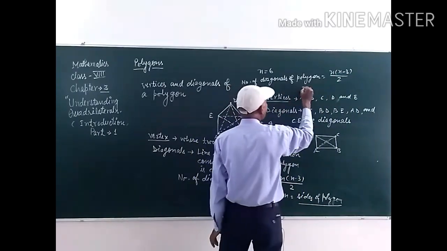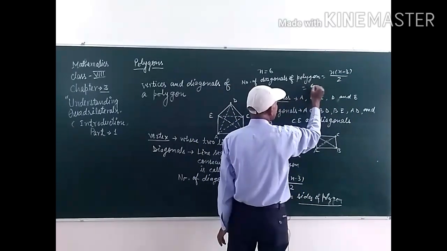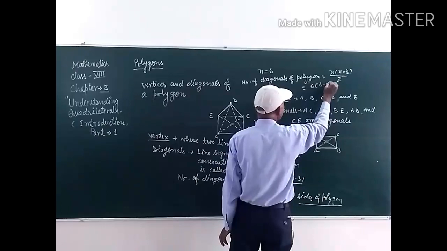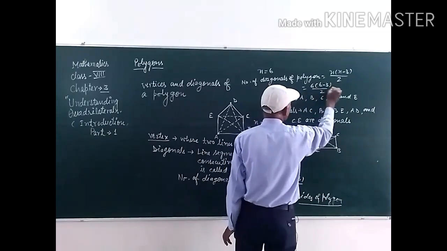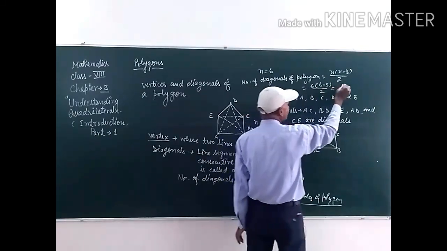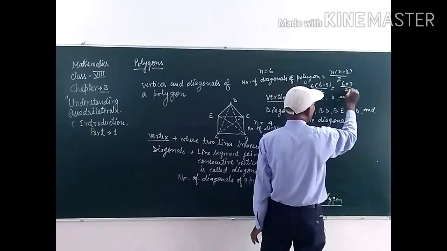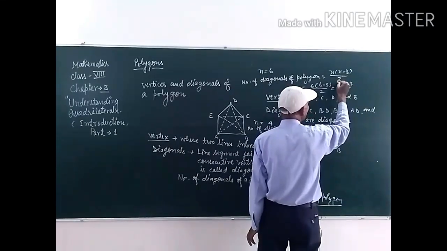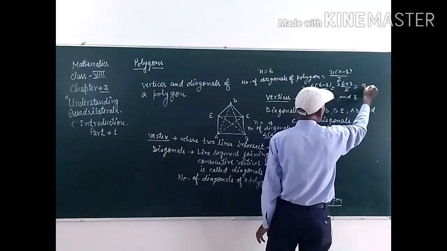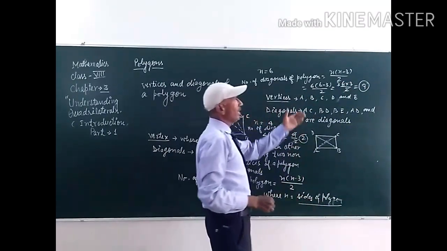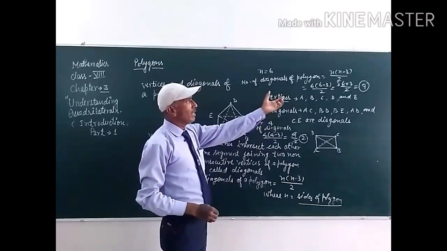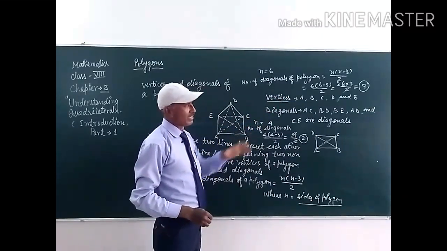So it will be n is 6 into 6 minus 3 by 2. So 6 into 6 minus 3, 3. 6 into 3 by 2. So 2 threes are 6. So 3 threes are 9. How many diagonals will be in a hexagon? There will be 9 diagonals in a hexagon.